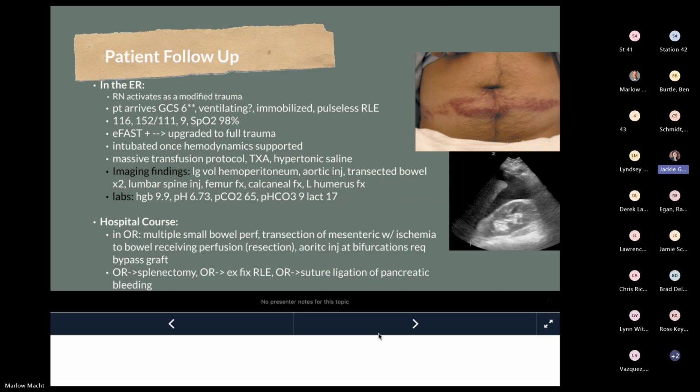They did a splenectomy. On that same case, they did external fixation of his right lower extremity, fixating his femur and calcaneus with a washout. He went back again because of ongoing bleeding, and they sutured his pancreatic bleeding. He's currently admitted. They want to take him to the OR more for his fractures, but he's hyperthermic and his white count's elevated, so they're not sure if he's infected at this point. But he's stable, he's extubated, and doing okay for the circumstances.